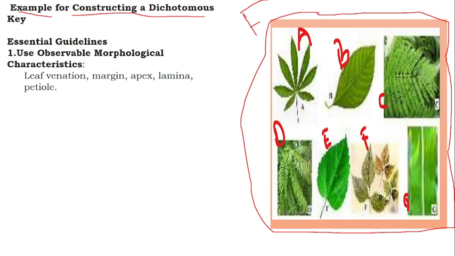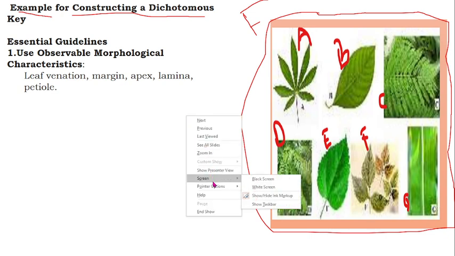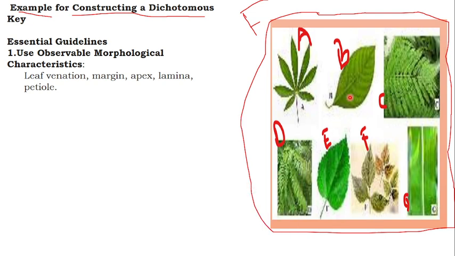First, you should look at your figure or image and use the observable morphology, meaning the observable characteristics. What are the characteristics? If I am seeing very well, those are leaves. In leaves we have only two types: compound leaf or simple leaf. Suppose I have more than two simple leaves, you should check other things: venation and so on, apex, margin.